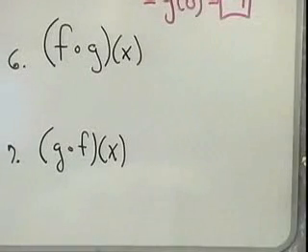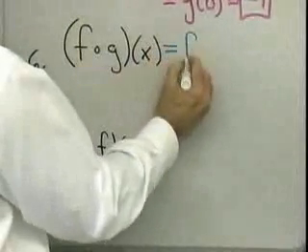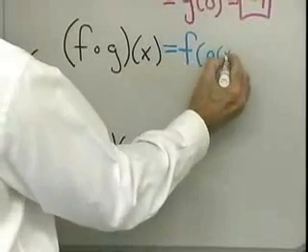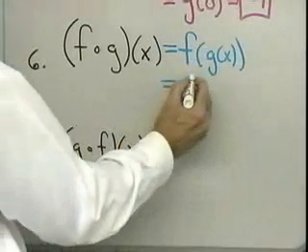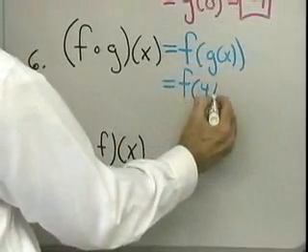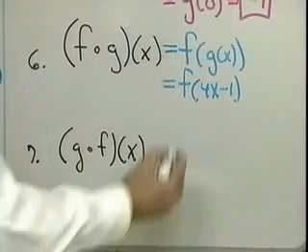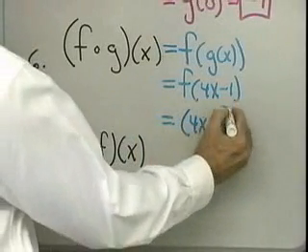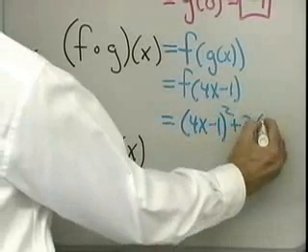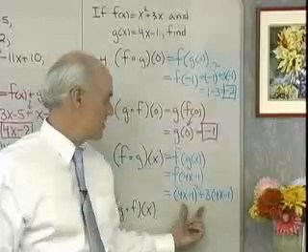F composed with g of x. Let's find this new function, which is the composition of f with g. So I'm going to write this as f of g of x. Now my formula for g of x is 4x minus 1, so I want f of 4x minus 1. Now what f does to x is squares it and adds 3 to it. So this is going to be (4x minus 1) squared plus 3 times (4x minus 1). I'm not going to take it any farther than that. I just want to leave it in this form right here.